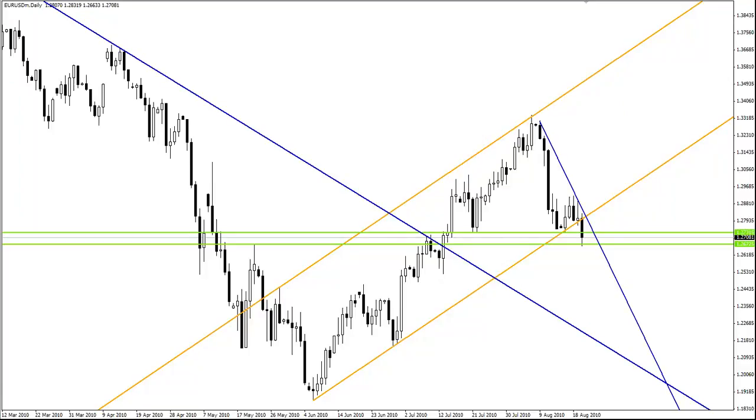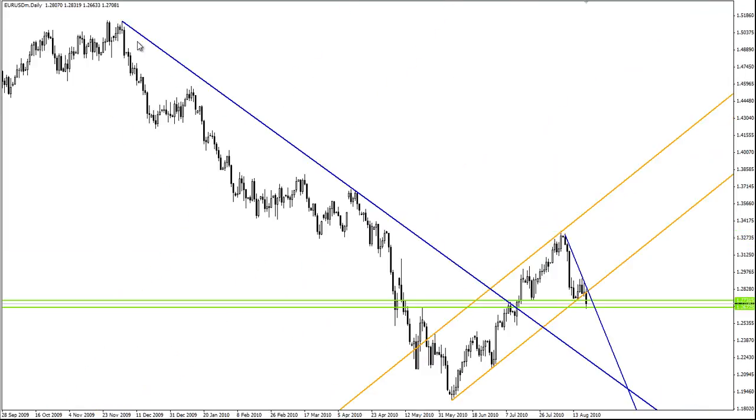Alright, today's Sunday, August 22nd, 2010. We're looking at a chart of the Euro US dollar daily. Each candle here is 1 day. As you can see, we've had quite a bearish trend coming down over the past few months, which was broken in about mid-July, and then we had a very nice bullish correction here.